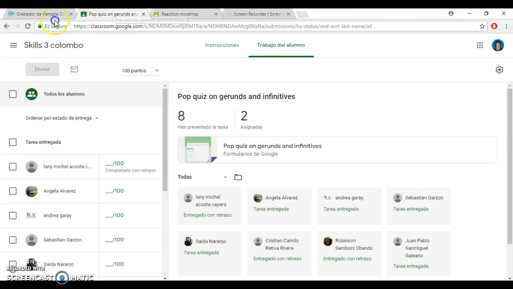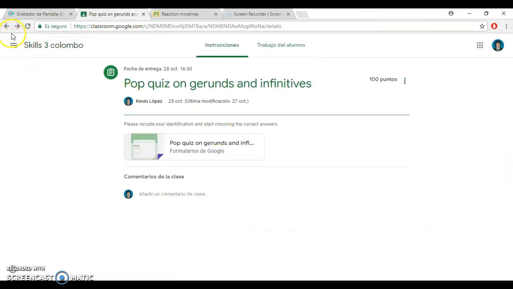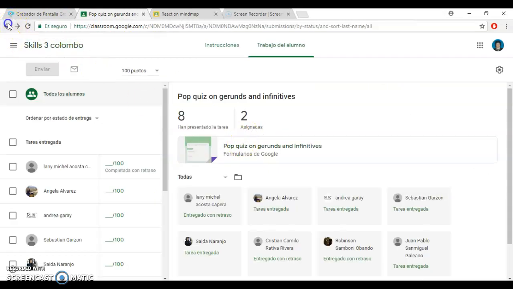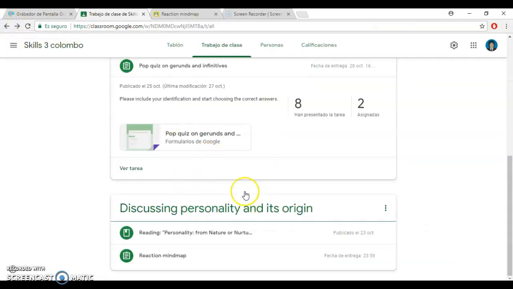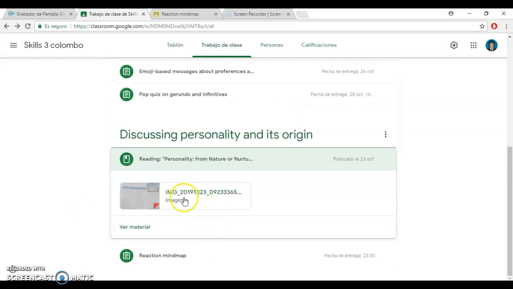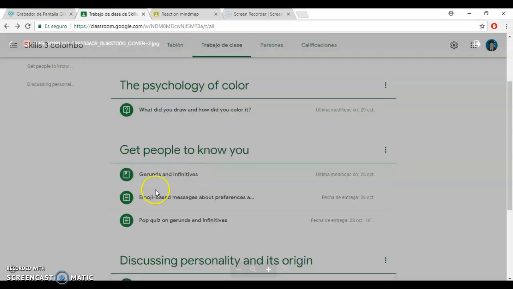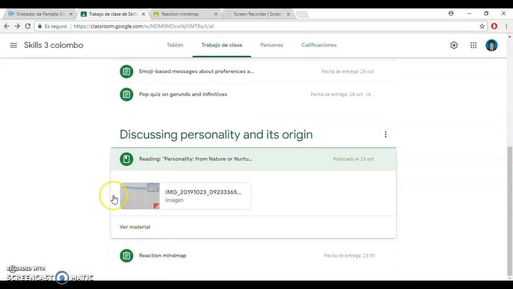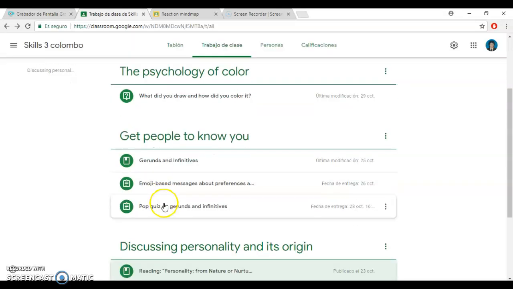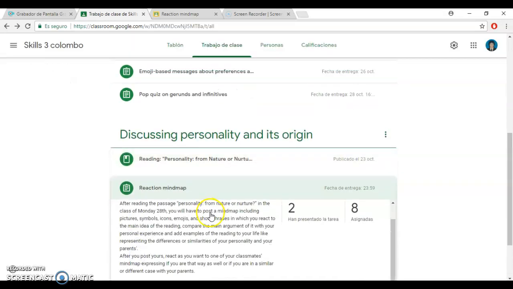Also, as another task or assignment, I had my students read a passage from the book that we had already read, but I uploaded this as a material in case they had it at hand. So very, very easy to get. They had to make a mind map.